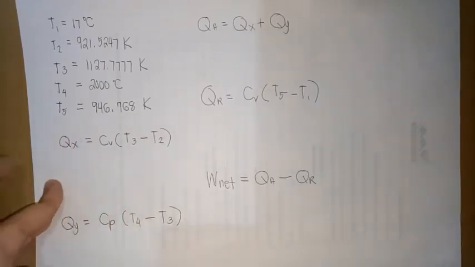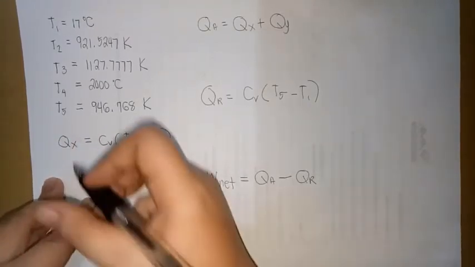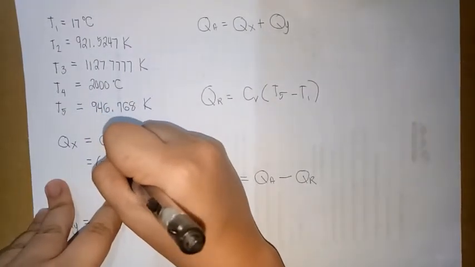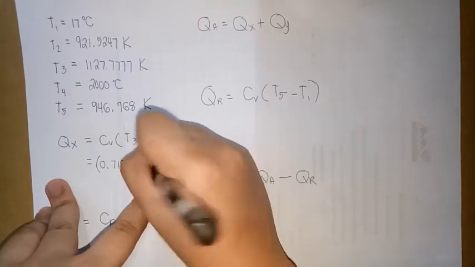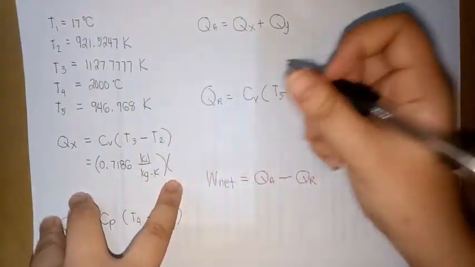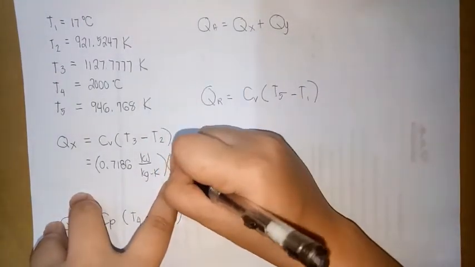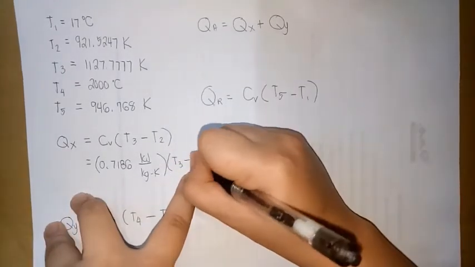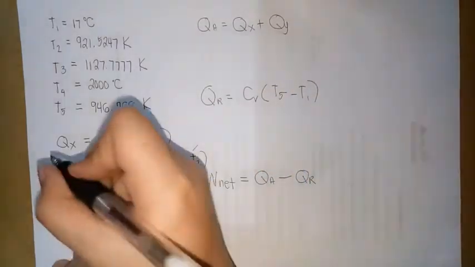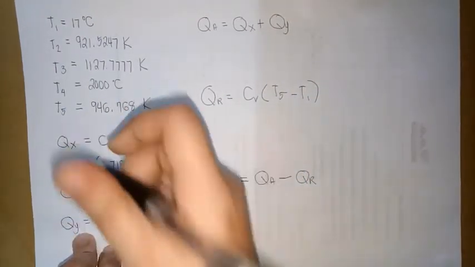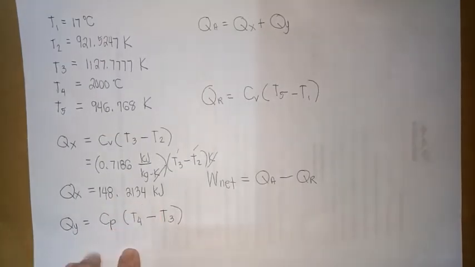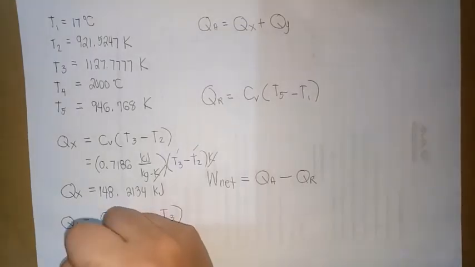Since wala naman tayong mass, so per unit mass na lang yung ating kukuhanin. CV for air, kapag metric, is 0.7186 kilojoules per kilogram Kelvin. Then, T3 is equal to 1127. Di ko na lang i-substitute, i-input ko na lang sa calcu. Meron na tayong T3, meron na rin tayong T2. So, solving for QX is equivalent to 148.2134 kilojoules.